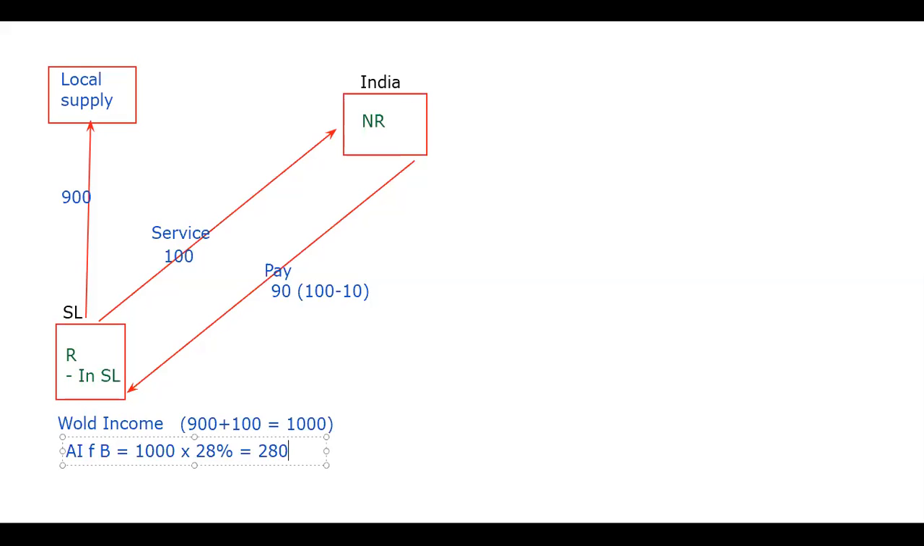Then whatever taxes they have paid in India is also a tax burden, and entirely they are liable to tax in Sri Lanka. They have paid 280 and they have paid in India also 10, so altogether they paid 290. But since their world income is liable as a resident company in Sri Lanka, they should have paid only 280, but they paid 290 because of India, because the same provision is applicable.